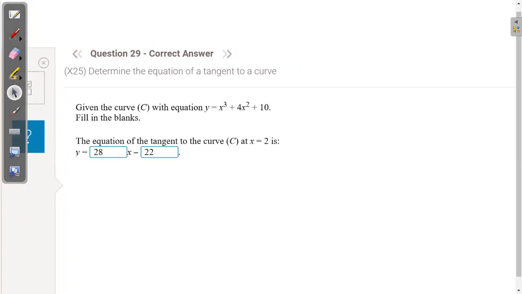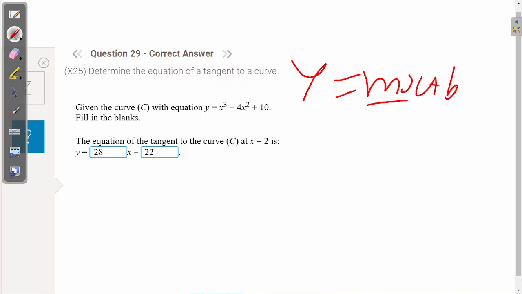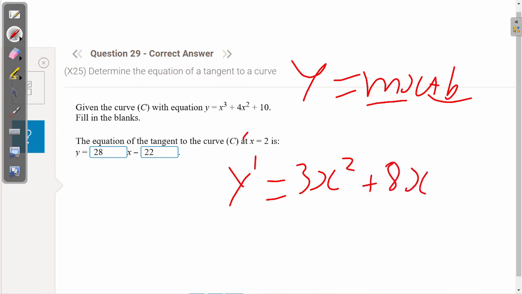Okay, they want the equation of the tangent of the curve at x equals 2. Okay, so it's y equals mx plus b. So you need the slope and b. First, the slope, you can find it using the derivative. Y prime equals 3x squared plus 8x. Substitute with 2 to get the slope. Y prime equals 2 squared is 4, times 3, 12, plus 8 times 2, 16. So 12 plus 16, 28.